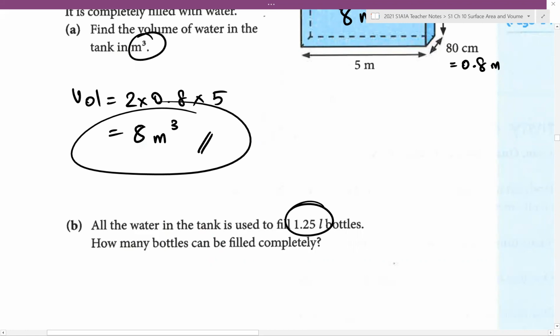Okay, visualize. Oh, we have to go so many, right? So many on this side. And then we still have to go up 1 layer, 2 layer, 3 layer, 4 layer. I think it's going to be a lot of bottles. But how many bottles will that be? Should I start adding 1.25 plus 1.25 plus 1.25 until I get 8?